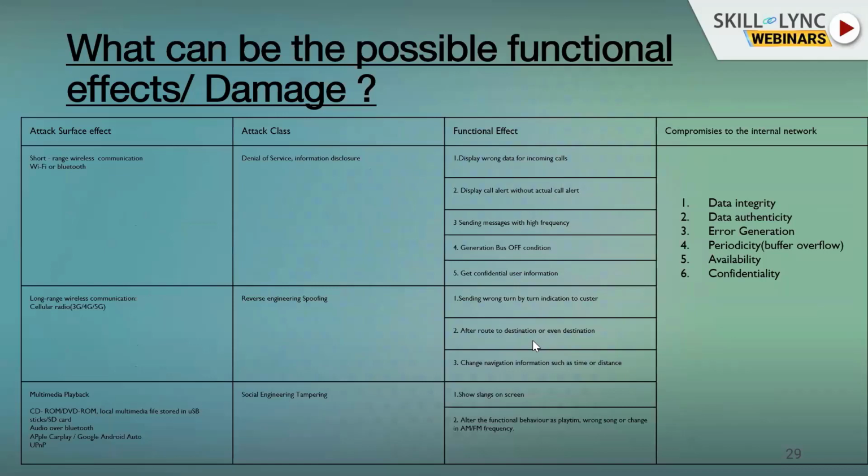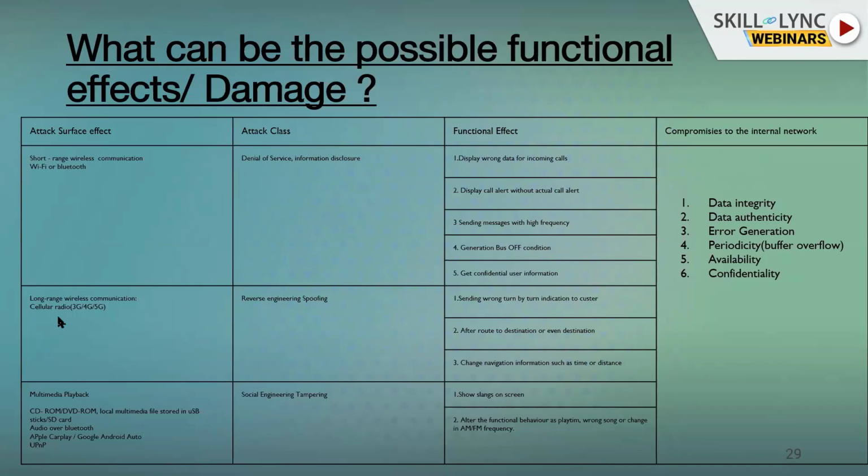Now, corresponding to these attack effects and your attack class, if you talk about the damage, which is the functional effect, what could it be? If your Wi-Fi and Bluetooth are compromised, it is possible that the attacker can display wrong data for incoming calls, or display a call alert without an actual call. Sending messages at high frequency can cause denial of service. Generating a bus-off condition means the CAN bus will be turned off if a bus-off condition is generated for a particular CAN bus. Confidential user information could also be leaked.